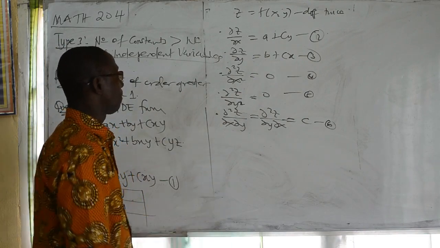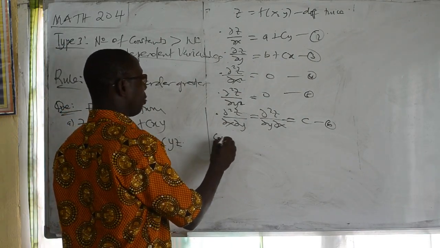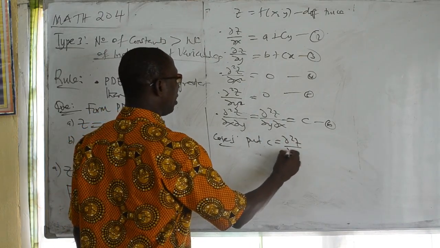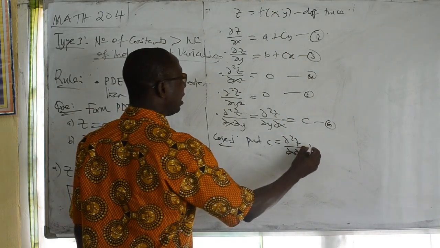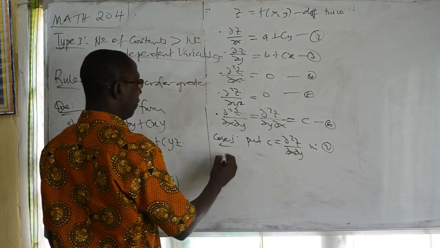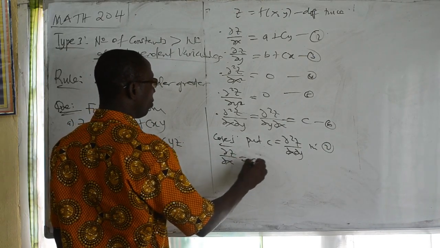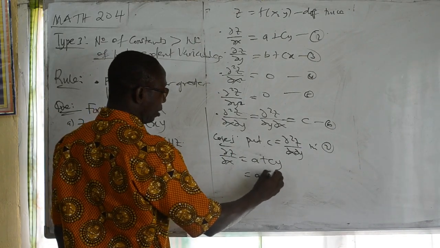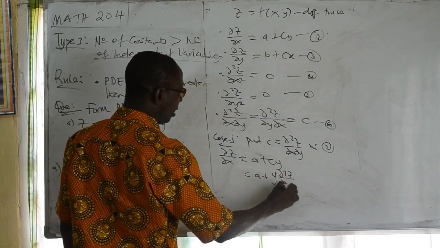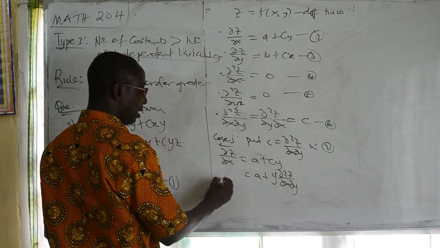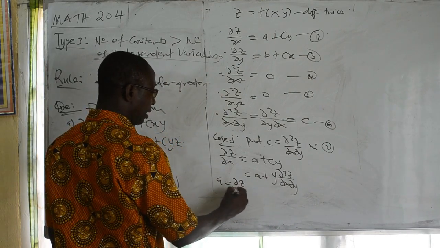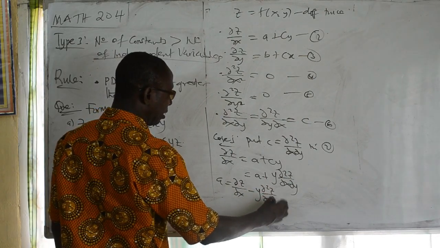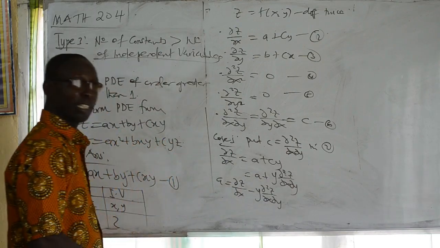So what happened is that case 1: put C equal to d squared z over dx dy in equation 2. So we have equation 2, dz dx is equal to a plus cy. So I'm putting the C here. That gives me a plus y d squared z over dx dy. So I can make A the subject. A is equal to dz dx minus y d squared z over dx dy. So I've gotten my A.